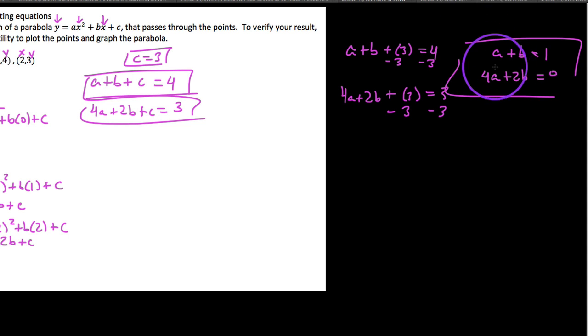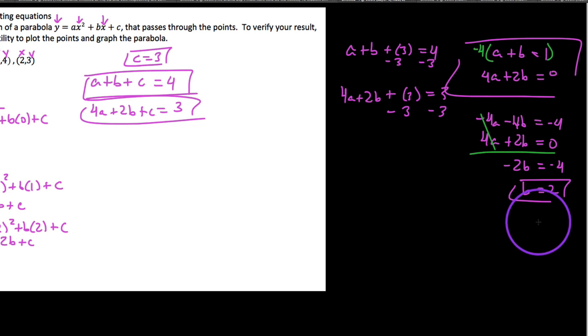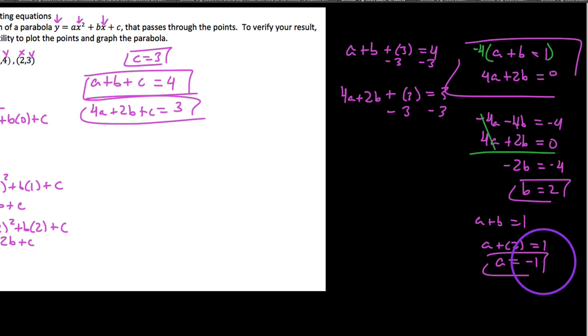In this case, if we use elimination, we could take everything in the first equation times negative 4, and we'd end up with negative 4a minus 4b equals negative 4. Our second equation would be 4a plus 2b equals 0. Then my a's cancel out, and I'm left with negative 2b equaling negative 4, which means the b value is 2. And if b is 2, then a plus b equals 1 gives us a plus 2 equals 1, which means a equals negative 1.